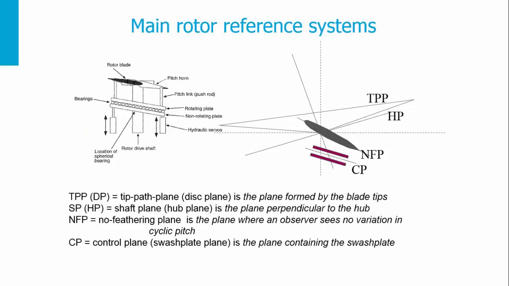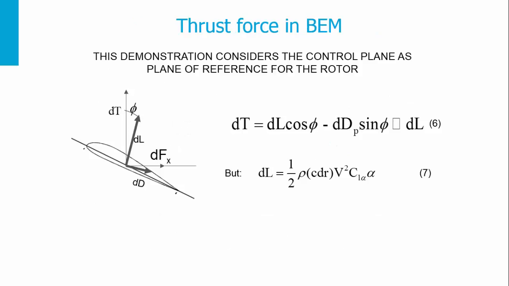Now first you have again to remember that we can work with more systems of reference: the tip-path plane, the shaft plane, the no-feathering plane, or the control plane. I'm going to first derive the thrust force in the blade element theory. This demonstration will consider the control plane as the plane of reference for the rotor.